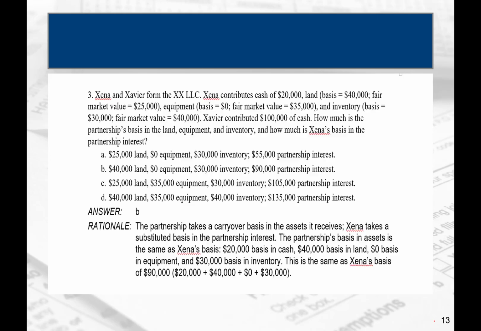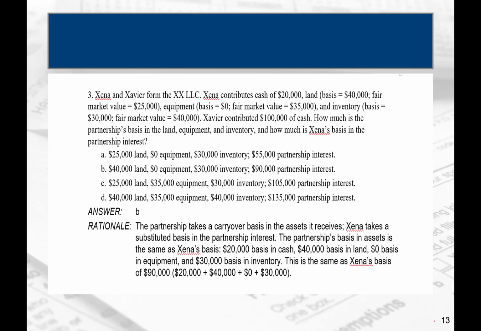Okay, good. This is a better question. Zena and Xavier form XX LLC, whatever. Zena contributes cash of 20,000, land basis 40, fair value 25, equipment basis 0. How could she have basis of 0 in a property? Maybe the thing's fully depreciated or something, right? But still of some sort of use to the company. So the basis to the partnership is 0, fair market value 35, inventory basis 30, fair value of 40. Xavier, blah, blah. Who cares?